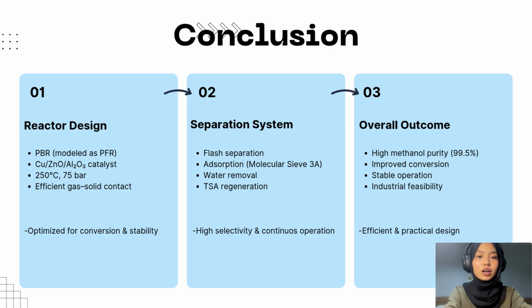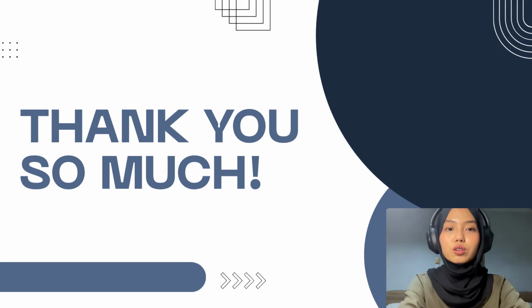Finally, looking at our overall outcome, our process is able to achieve a high methanol purity of 99.5%. We also see improved conversion and stable operation throughout the system. Most importantly, the design is practical and suitable for industrial applications. In conclusion, our integrated reactor and separation design provides an efficient, stable, and industrially feasible solution for methanol production.